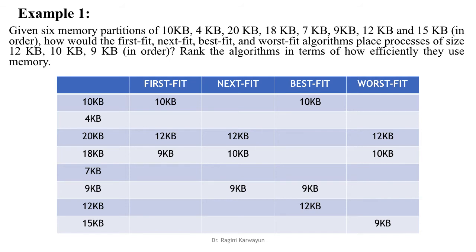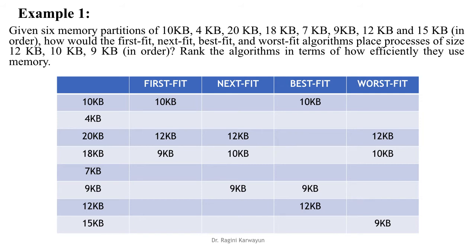Now the best fit policy. In best fit policy, we try to accommodate the partition to a process that is best suited for it. Means you basically try to reduce the internal fragmentation. Internal fragmentation is the space that is left after you allocate a partition to a process.